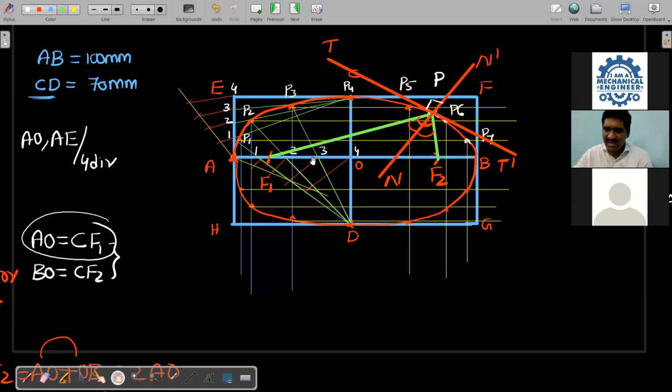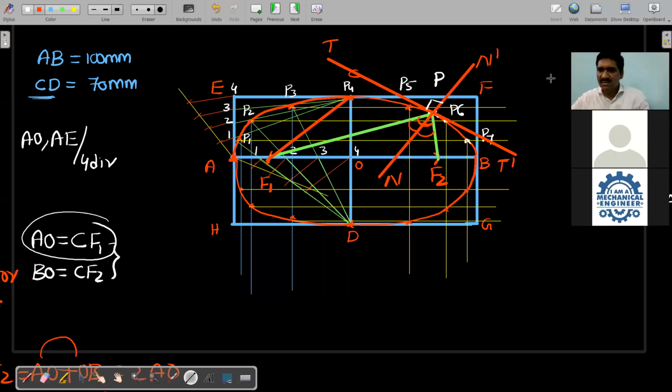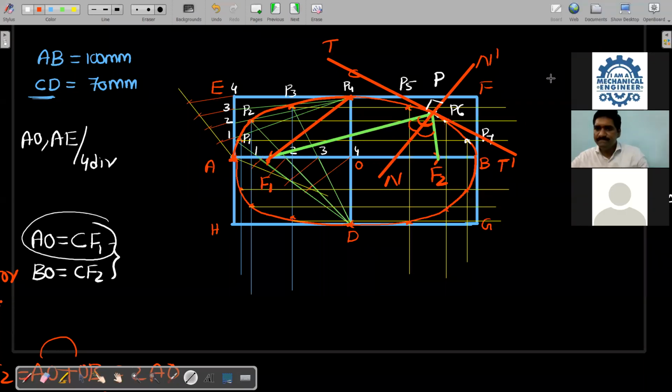Half of the major axis AO will always be equal to the distance from the end of the minor axis to the fixed point. That's it. Yes, one second, Kalyan. Yeah, Kalyan, tell me.